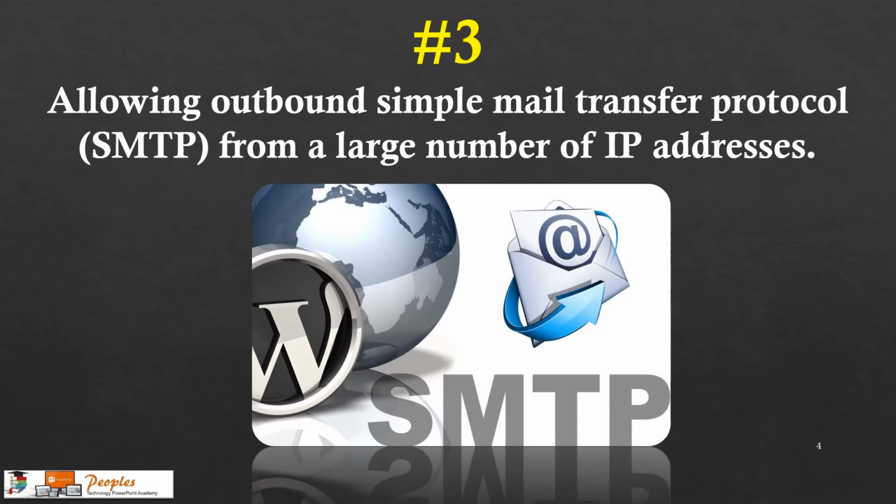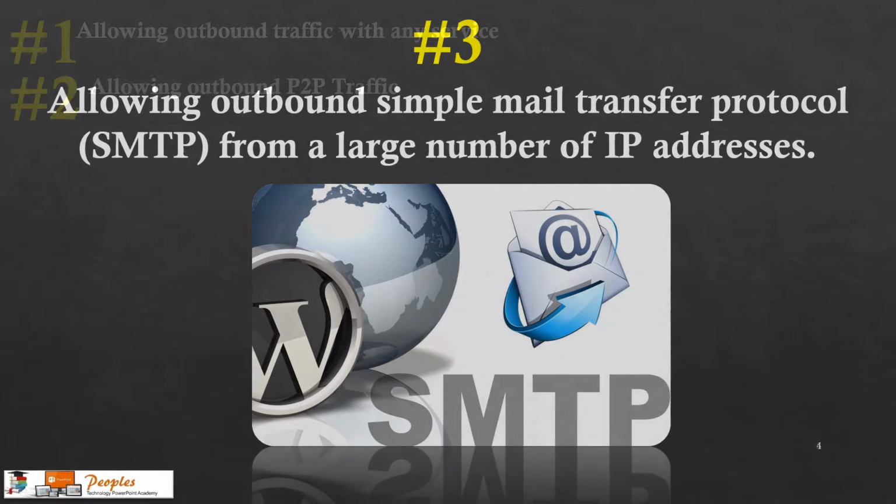And finally, the third type of mistake we see when firewalls are being configured is allowing SMTP, Simple Mail Transfer Protocol, outbound from a large number of IP addresses. So these are the three main problems that are seen in firewall configuration. And now let's take a closer look at each one and what you can do to resolve them.